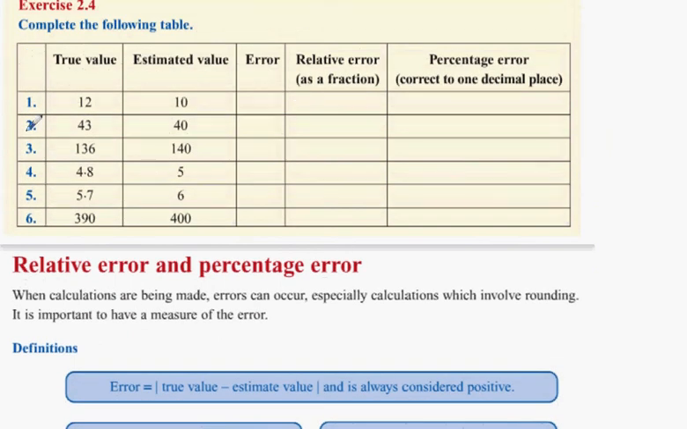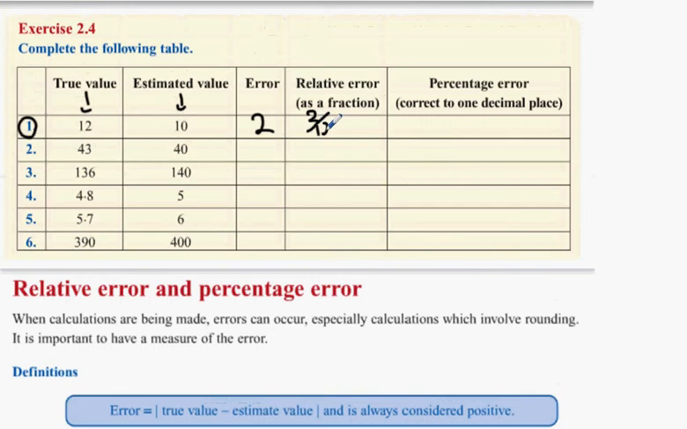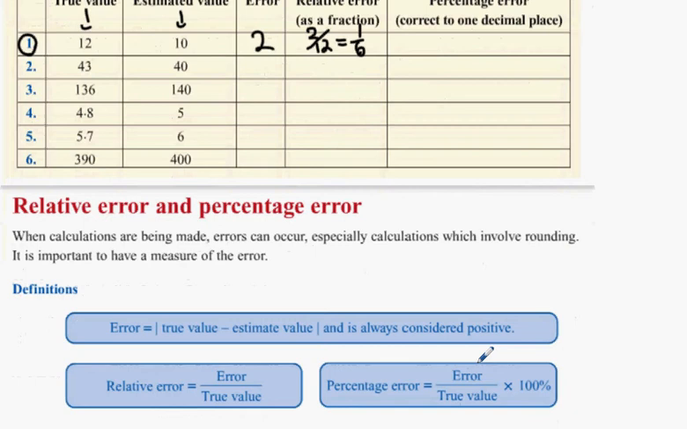Question 1 says the real value is 12. We estimate it to be 10. The error we made was 2. The relative error we made was 2 divided by the real value, 12, which is the same thing as 1/6. The percentage error is the error divided by the true value multiplied by 100, which will give us 16.7%.